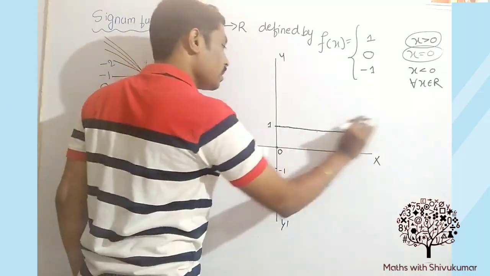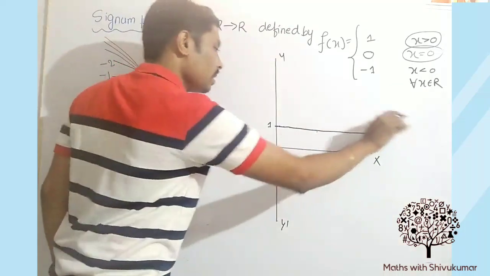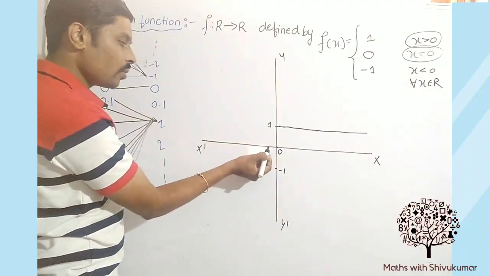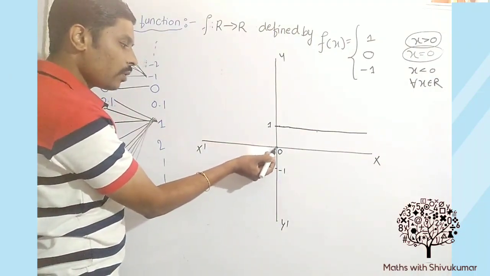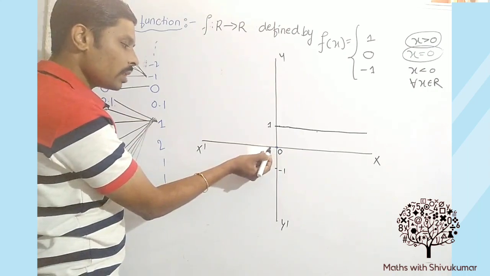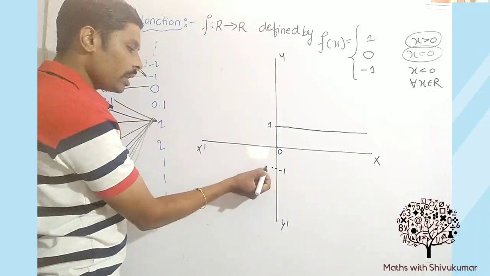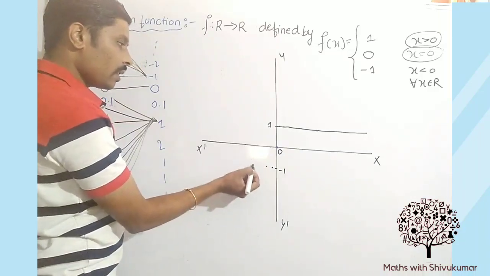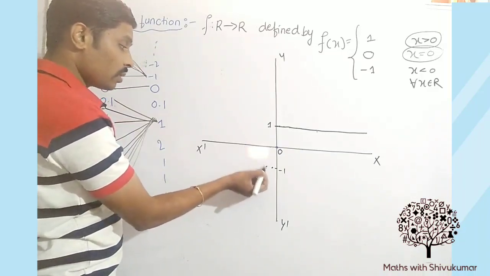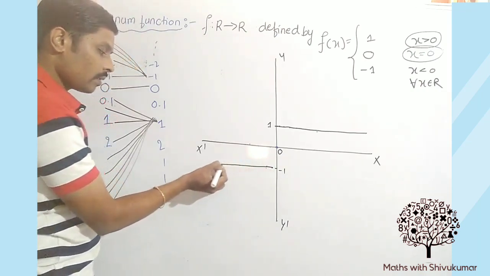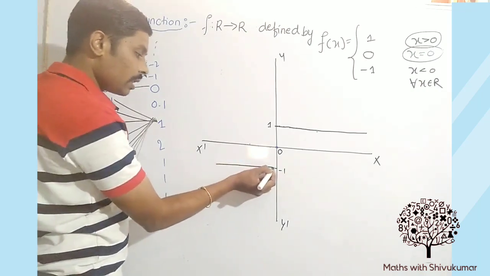Output is constant. Then if I take a negative value less than 0, for example, if I take x is equal to -1, you will get -1. If I take -2, -2, -3, -1, it means it is also a straight line. It is also a straight line.